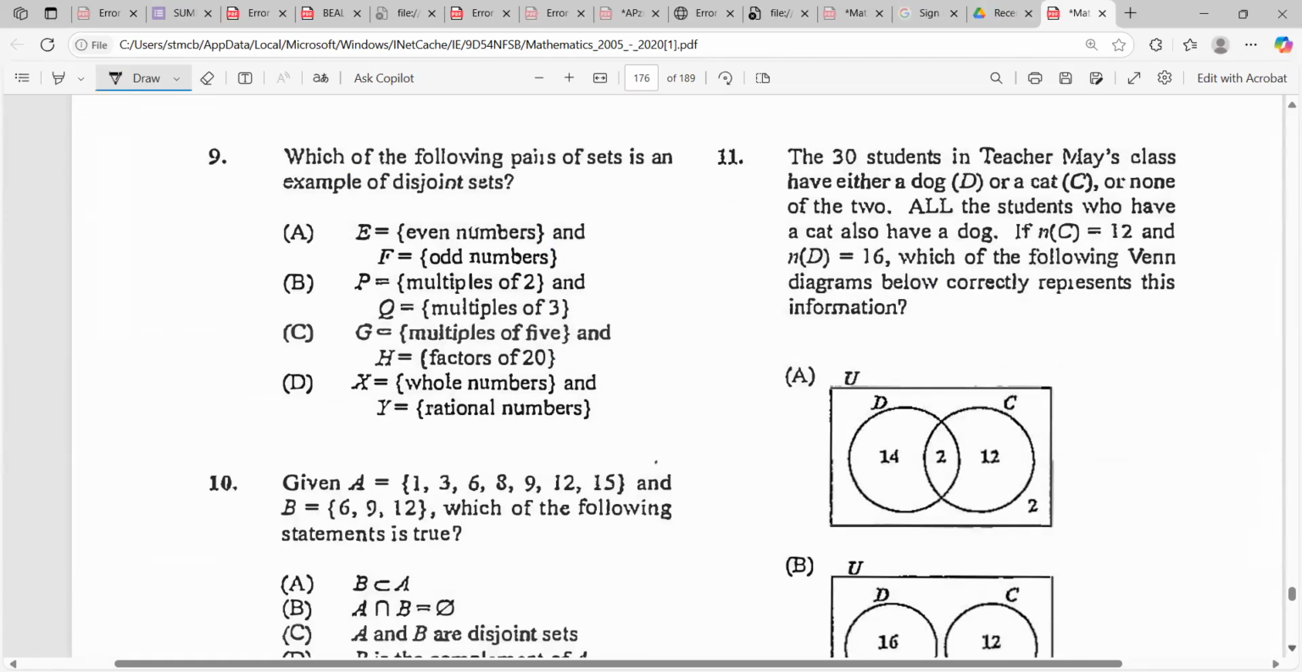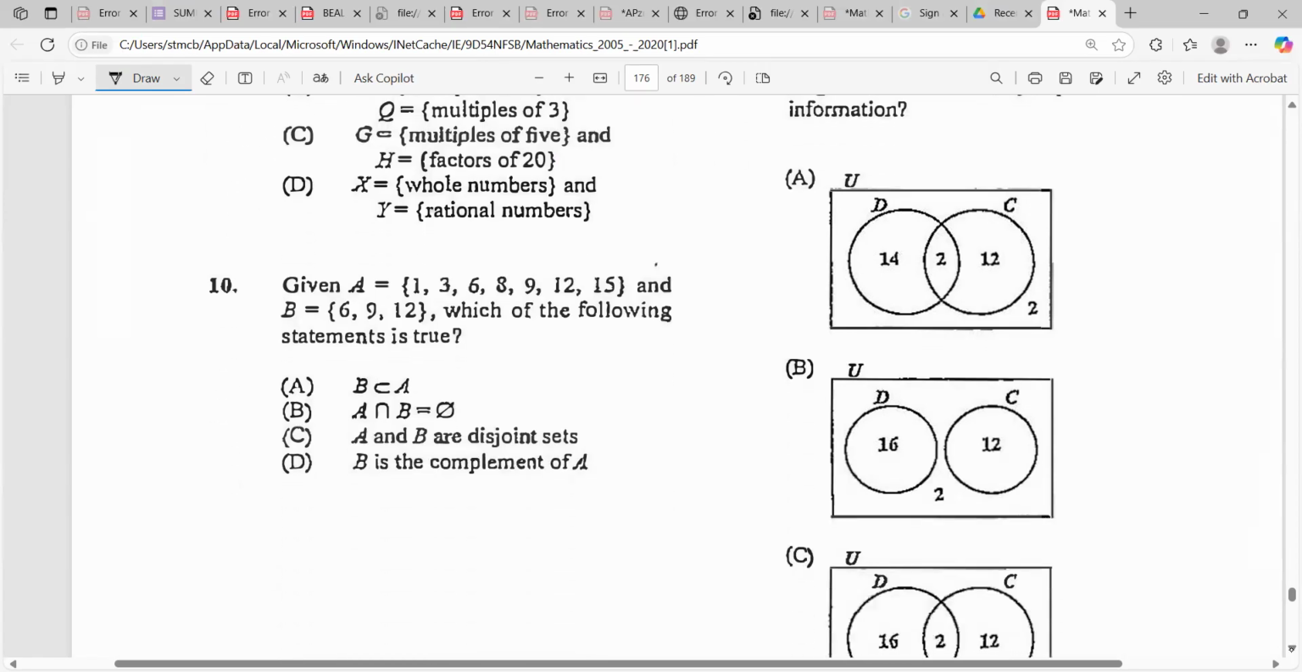Which of the following pairs of sets is an example of a disjoint set? Now, a disjoint set is when no elements are common to both sets. So even and odd, that's definitely it. A number cannot be even and odd. We learned that from primary school, right? Let's move on to number 10.